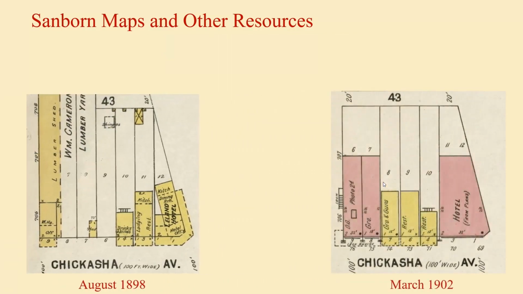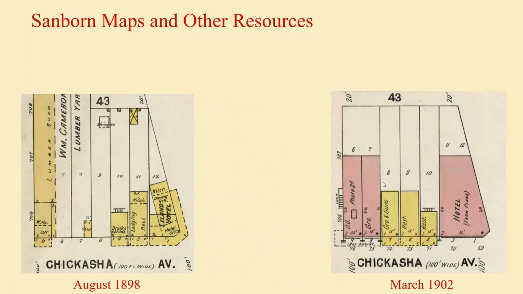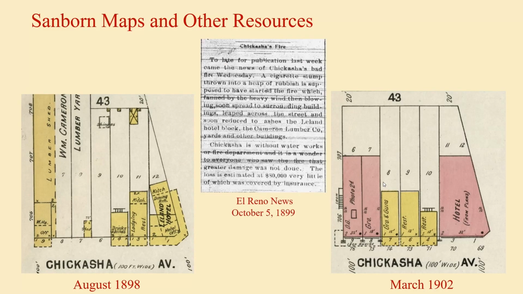So let's move on to the next map in the sequence, 1902. And you see there's a big change here. On the corner the Leland Hotel isn't there anymore. And there's an outline of a pink building and a note that says "hotel from plans." Well, something happened in between these two maps, and we go to a newspaper and we see a newspaper account that there was a fire in 1899. It burned down the hotel and most of the block.